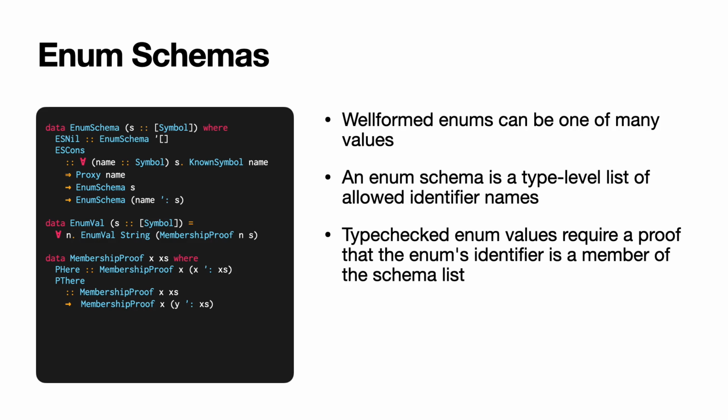PHere is the base case, which says that the element we're looking for is the head of the list. PThere is the inductive step. It says, give me a proof that X is contained in some list, and I'll produce a proof that X is contained in that list with an additional element at its head.